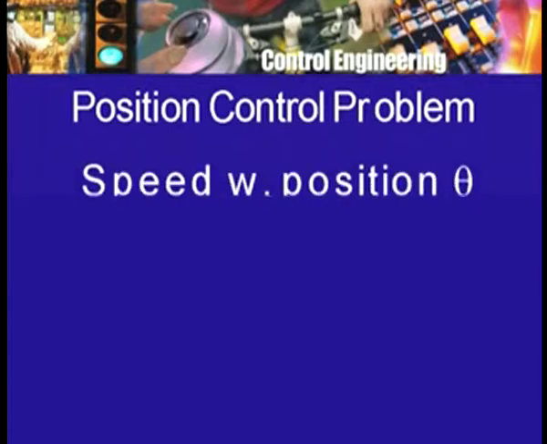The output variable or the variable of interest will not now be omega, the speed of the motor, but it will rather be theta, let us say, the angular position of the shaft of the motor with respect to some reference position. And of course, one expects in this application, for example, the movement of the gun, that the gun is not going to move around through 360 degrees, but the gun will move through some small angle.